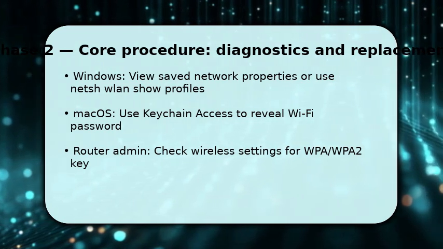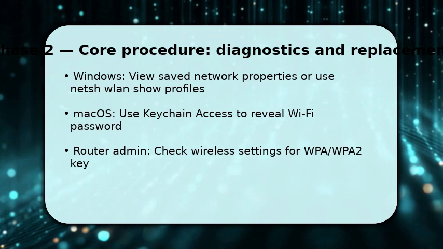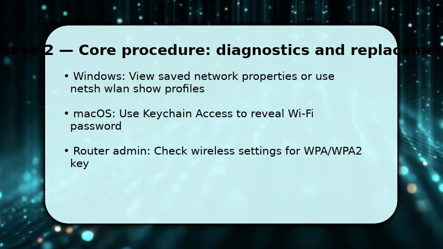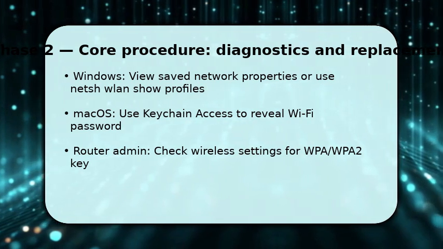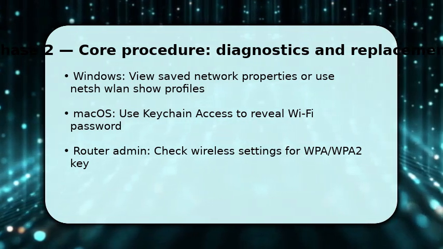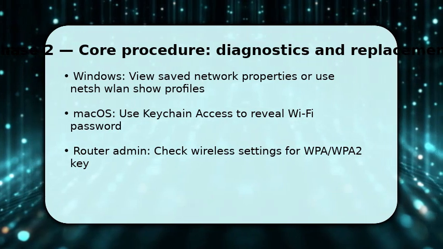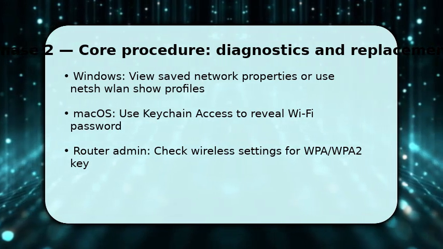If that fails, log into the router admin page at its IP, open Wireless Settings, and read or reveal the WPA/WPA2 passphrase. Use command line only with permission. It's fast and explains where the key is stored.